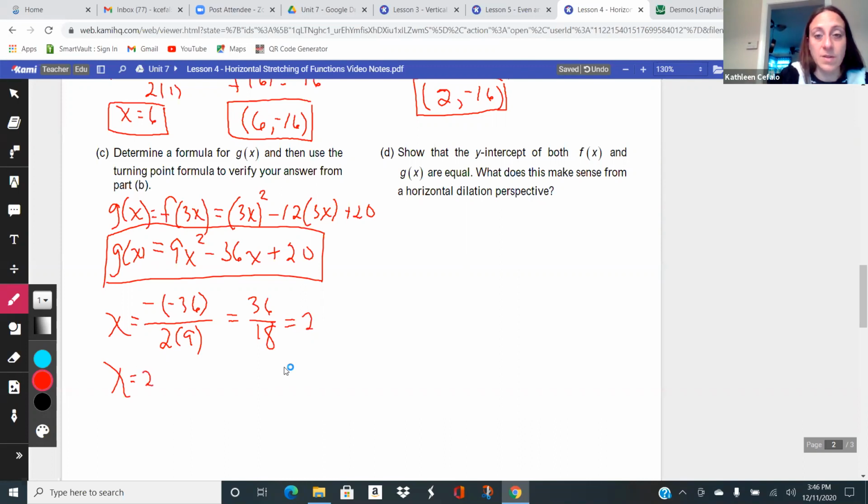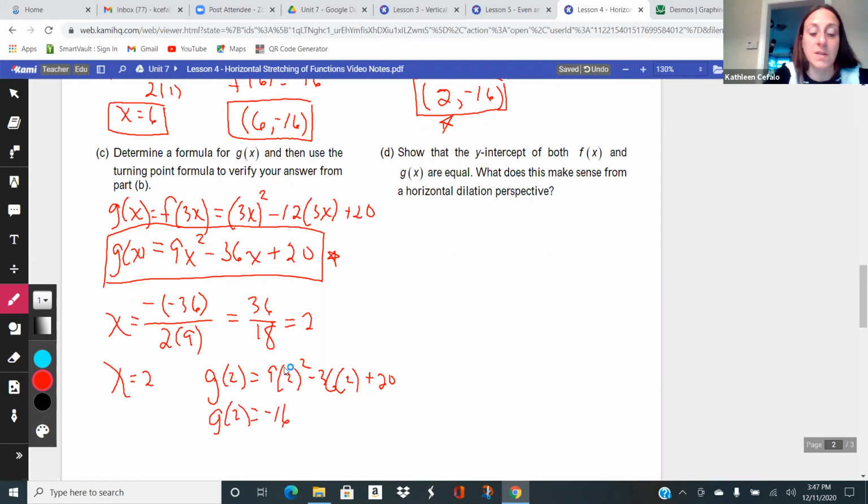So far, so good, because that's what we got back there. And now we need to find our y value. So for our y value, we'd have to take that value and plug it back into our formula. Okay, so I would have 9 times 2 squared minus 36 times 2 plus 20. And when you simplify that down, lo and behold, you get a negative 16.